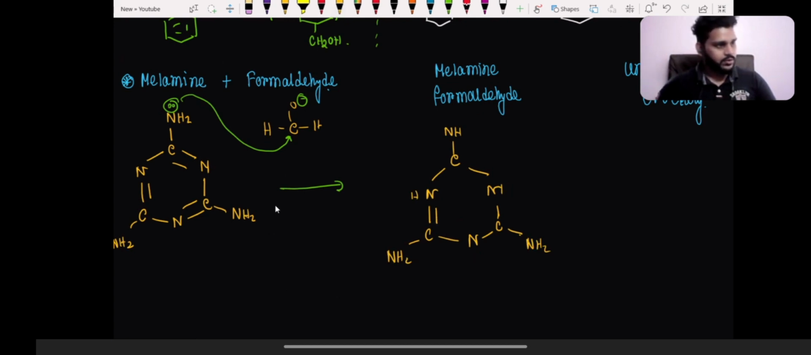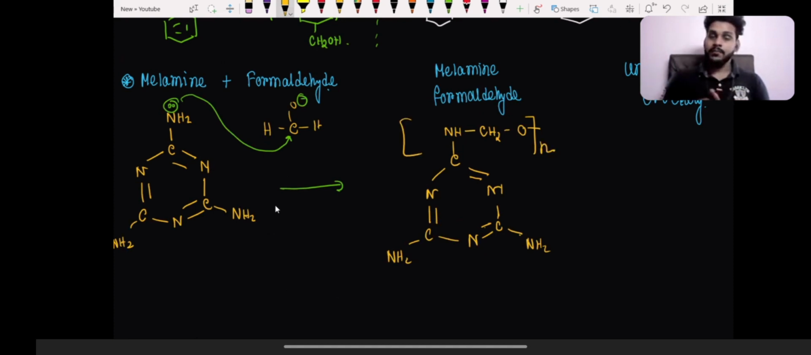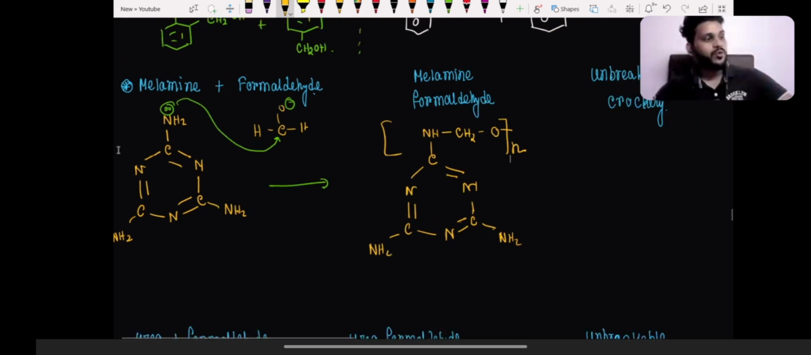Okay. So guys, from here, you just added NHCH2, and this polymer is going to happen. It's going to get polymerized. So this is our melamine formaldehyde. So this is actually an unbreakable crockery. So crockery, you have seen that. So to make the unbreakable crockeries, we need melamine formaldehyde over here. Okay, you can just fast forward to all these things, guys.